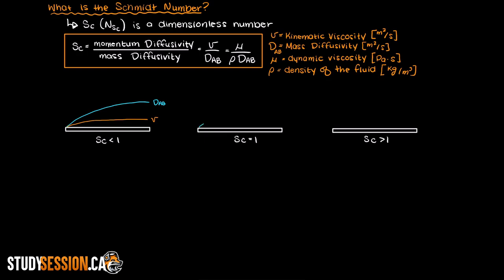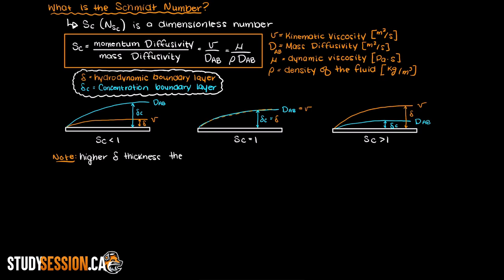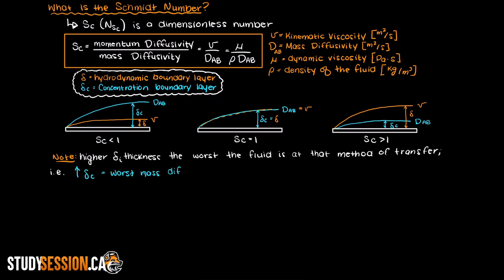This is what we get for various Schmidt numbers. As you can see here, at high Schmidt numbers, we have a greater momentum transfer than mass transfer. And at low Schmidt numbers, we have a greater mass transfer than momentum transfer. Therefore, we use the Schmidt number to characterize fluid flow when we have both momentum and mass transfer present. We can represent this mathematically as the dynamic viscosity, which is simply the kinematic viscosity, divided by the mass diffusivity.